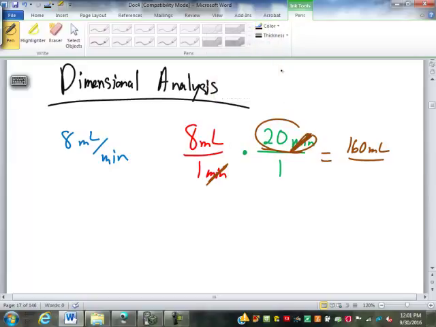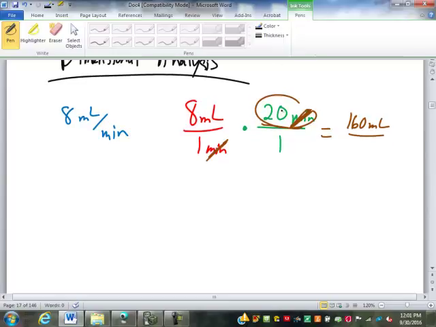Now, yeah, you could just do 8 times 20. That's fine. That's why I didn't do miles per hour for driving a car, because everybody knows you just multiply the miles per hour by the time, and it gives you your distance. And that's where, you said dividing.